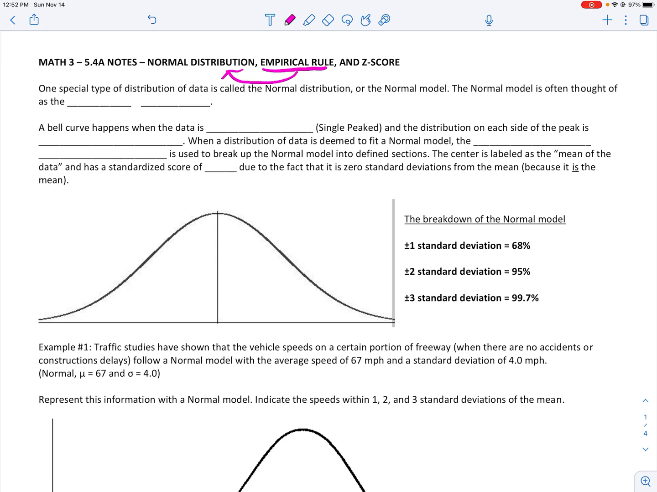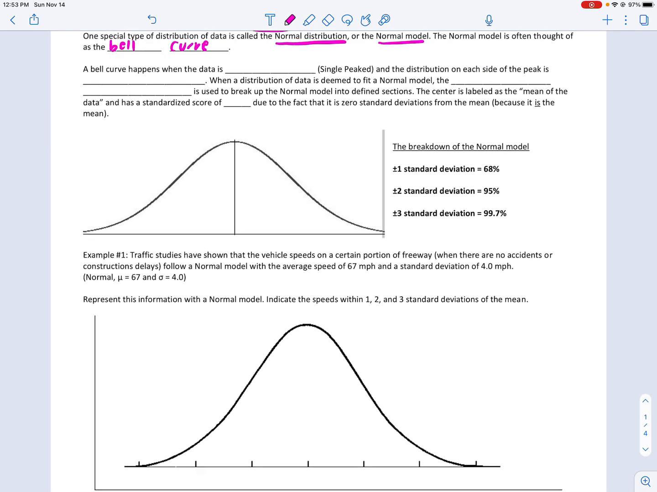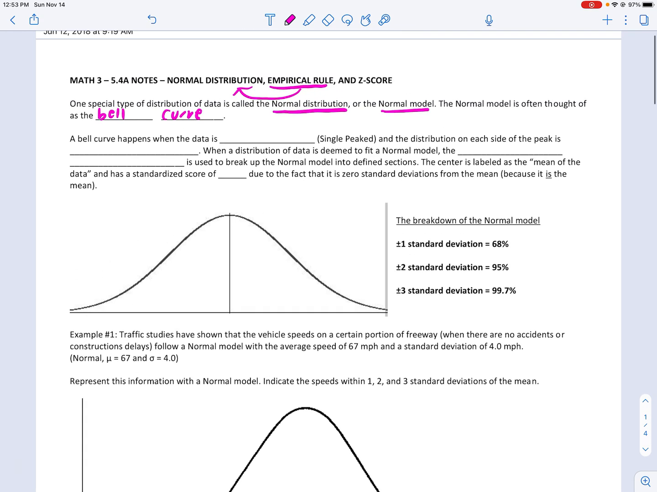So one special type of distribution is called a normal distribution or a normal model. The normal model is often thought of as the bell curve. So down here in the notes, these are bell curves. A bell curve happens when the data is unimodal, so it's a single peak. It has one high peak. The distribution on each side of the peak is symmetric.